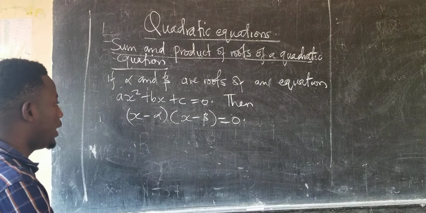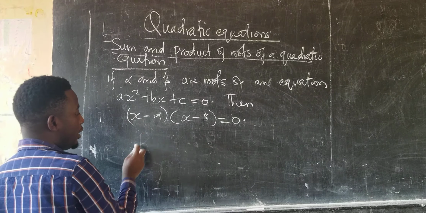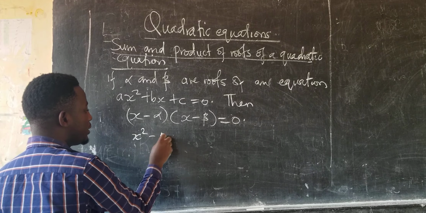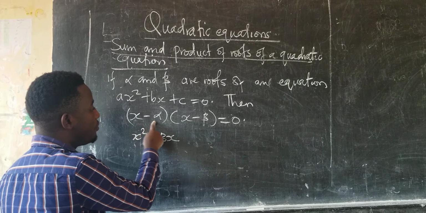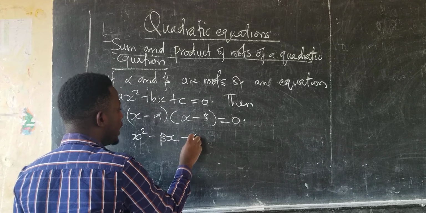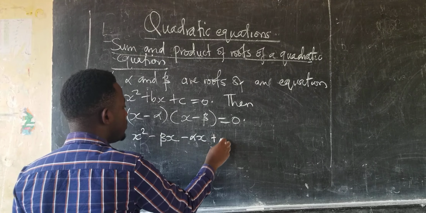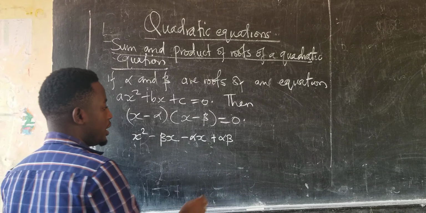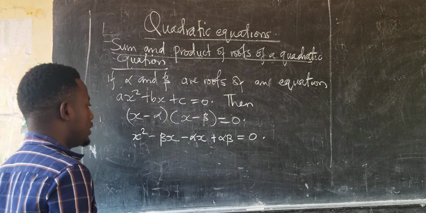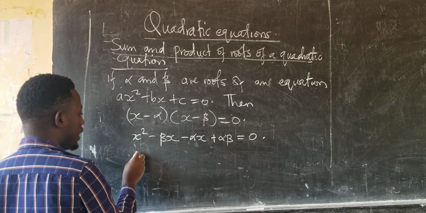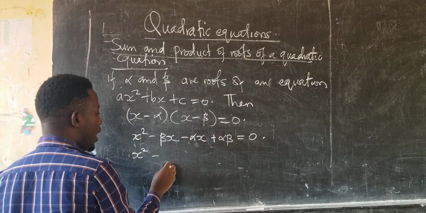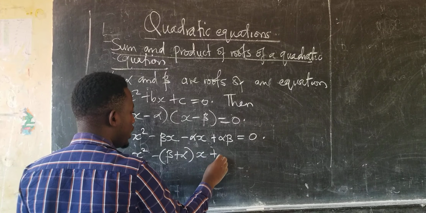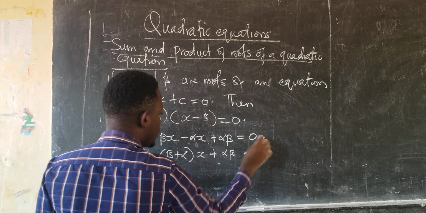If I try to expand, I'm going to multiply x here. I'll have x squared, x times beta, I'll have minus beta x, minus alpha times x, and then I'll have plus alpha beta. Since the multiplication of the negative is a positive, this one is equal to 0. So I can factorize this and I'll have x squared minus beta plus alpha into x, then plus alpha beta, this one is equal to 0.